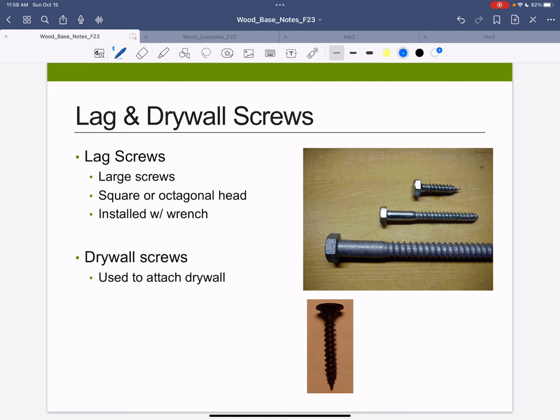Lag screws are really large ones, and they will have that square or octagon type head, and those are actually installed with wrenches. They're too big for a screwdriver, or a ratchet is a possibility. Drywall screws, these are the little guys made especially for screwing drywall onto boards, so we don't nail the drywall on, we use drywall screws.